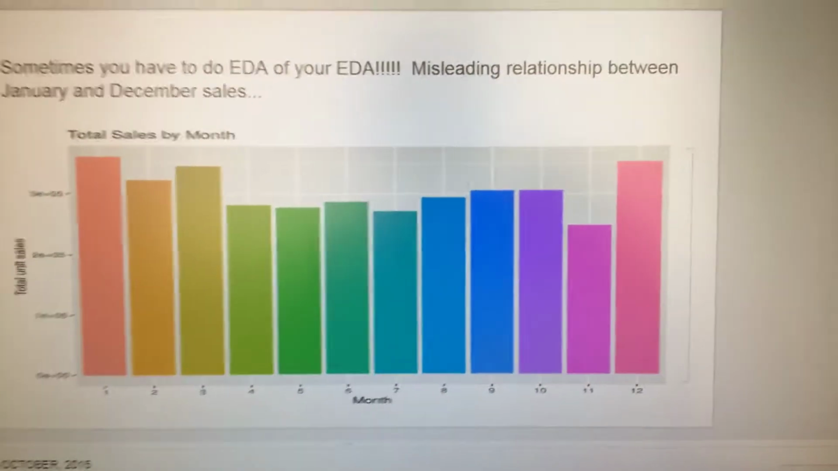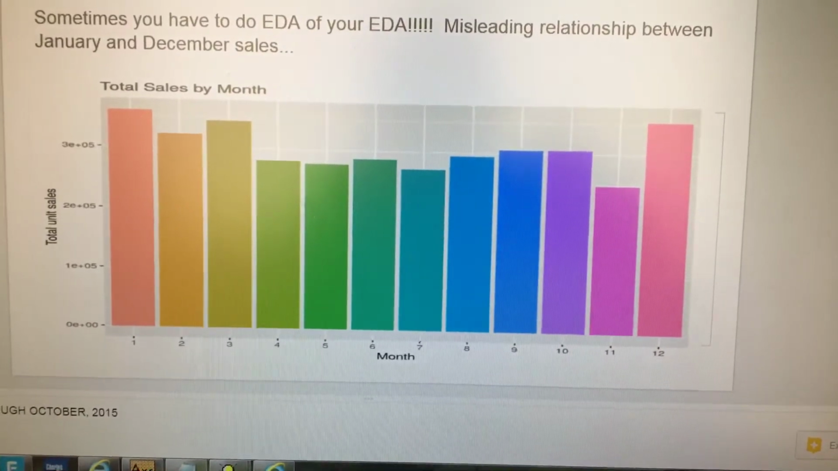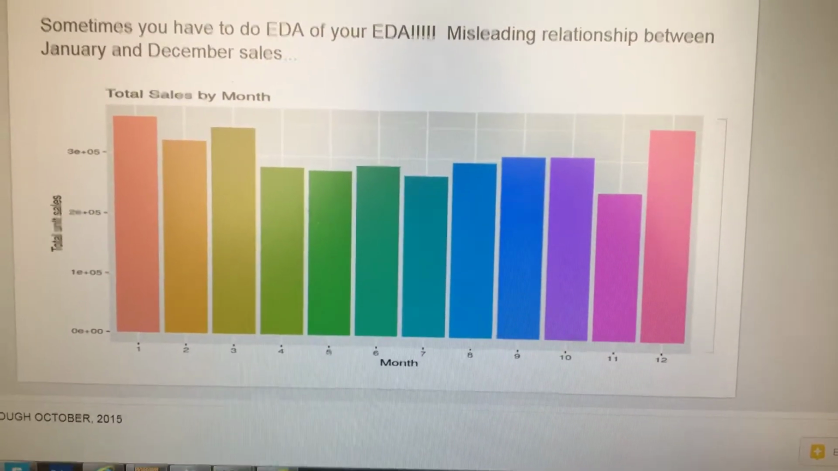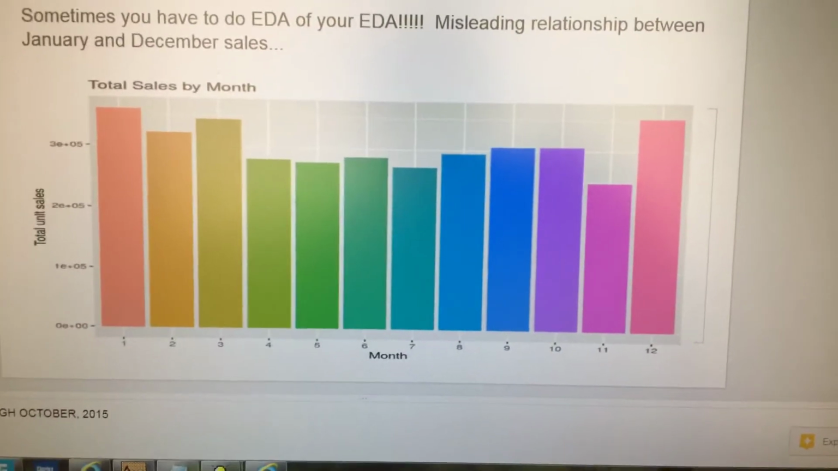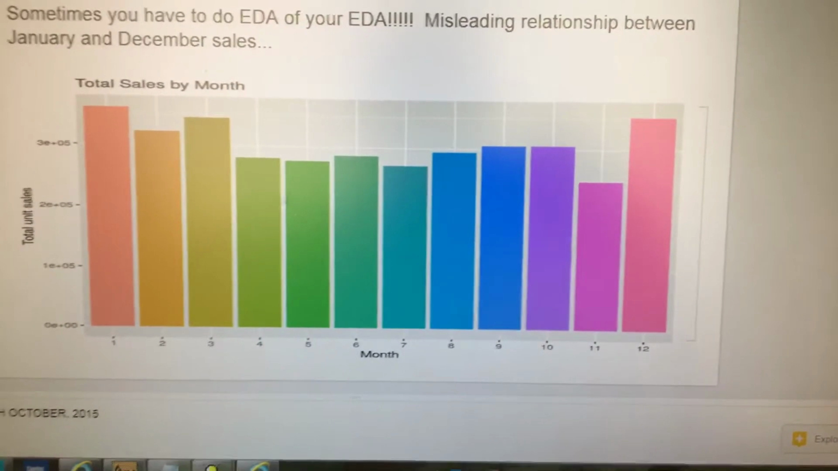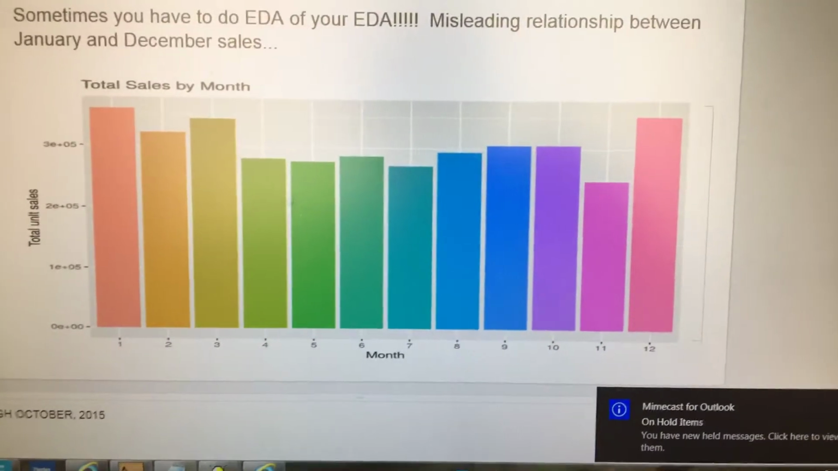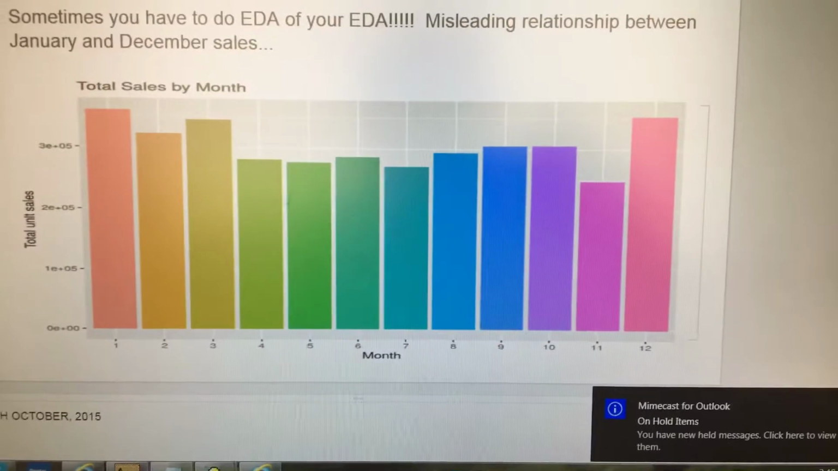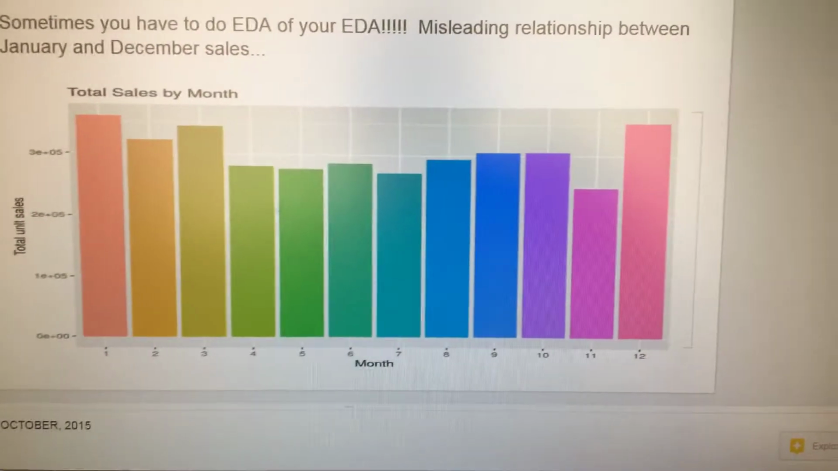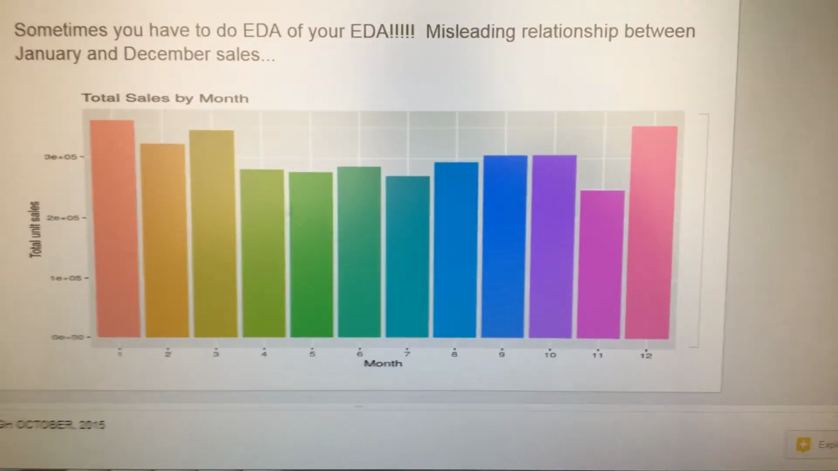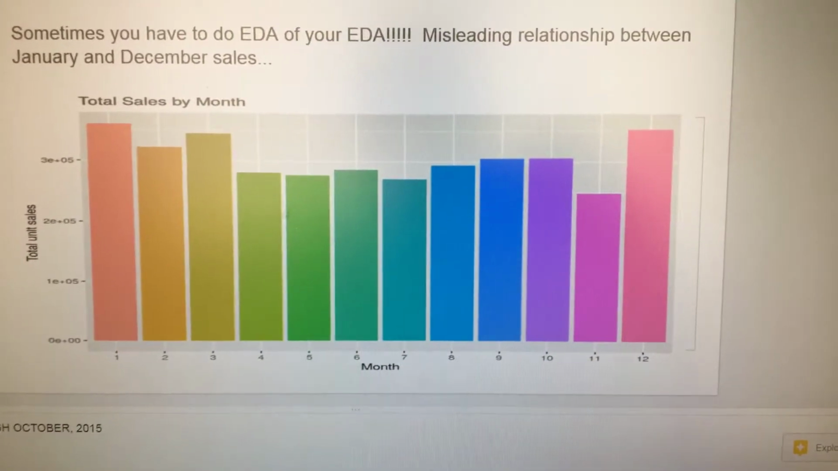One of the graphs I found really interesting was this one, and it shows that January sales and December sales are pretty similar here. They're sales by month. What it doesn't reflect is that this data only goes through October of 2015, so the December sales here is only 2 years of data, and the January sales is 3 years. So this is misleading. As analysts, we need to be really careful about how we present our data and make sure that we're at least transparent as to what's being reflected.